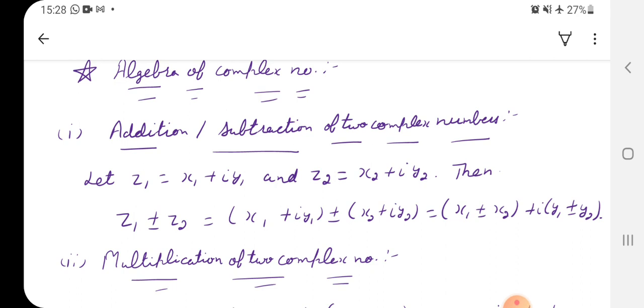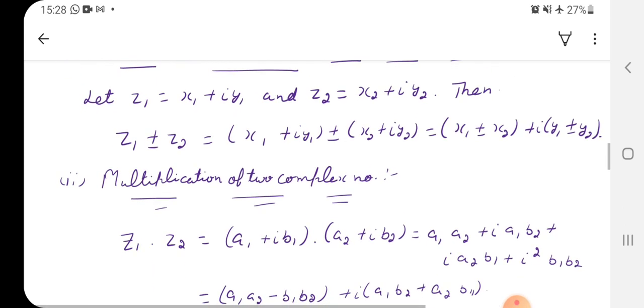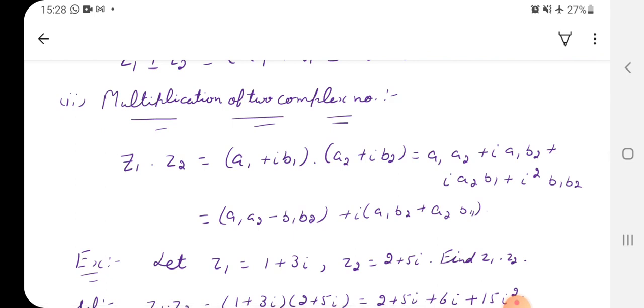So I will get what? Iota common, y1 plus or minus y2. Similarly, real parts will get added, x1 plus or minus x2. So this was the procedure for addition, just simple addition, nothing else, right? Simply you have to add, nothing more than that, right? Next is multiplication of two complex numbers. Now this is also general multiplication only, but some things are there that you need to check first.